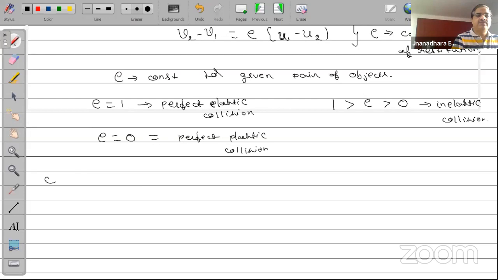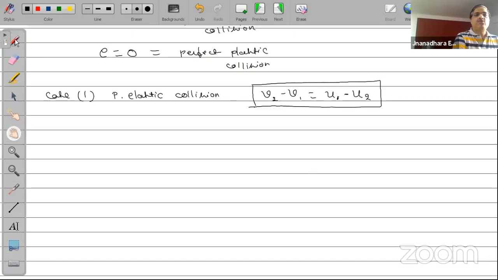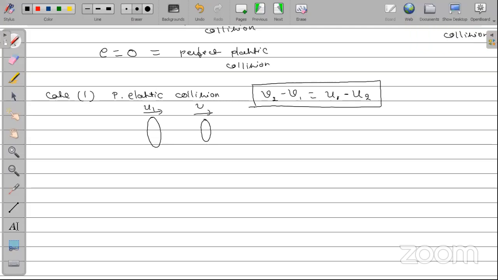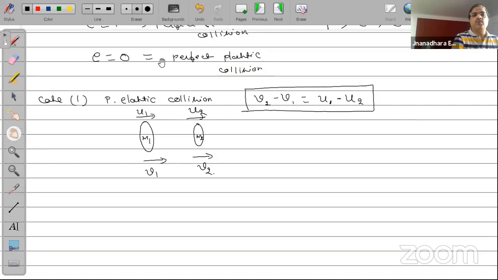You will find that in the first case of perfect elastic collision, the velocity of separation will be equal to the velocity of approach. If you have two bodies colliding in this way, like I took the other time, with initial velocity u1, this one with velocity u2, masses m1, m2, and after the collision final velocities v1 and v2, then you can show, by using this equation 1 plus the other equation, m1 u1 plus m2 u2 is equal to m1 v1 plus m2 v2.